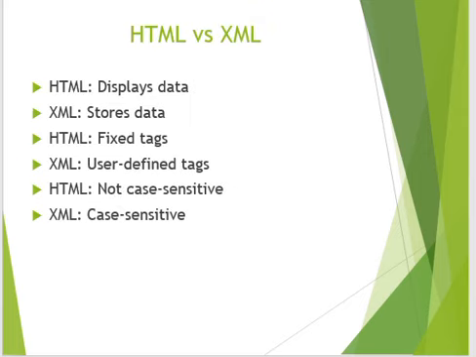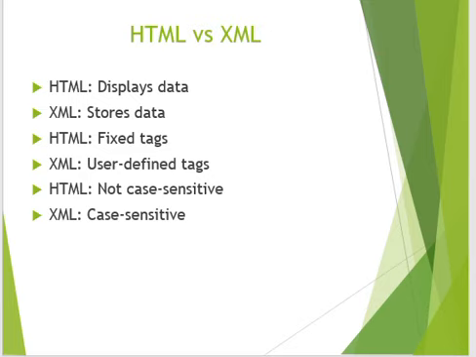Next one is difference between HTML and XML. Students often get confused between HTML and XML. Let us compare them. HTML is mainly used to display information. XML is mainly used to store and transport information. HTML has predefined tags such as H1, P, and table. XML allows users to create their own tags. HTML focuses on presentation while XML focuses on storing data.